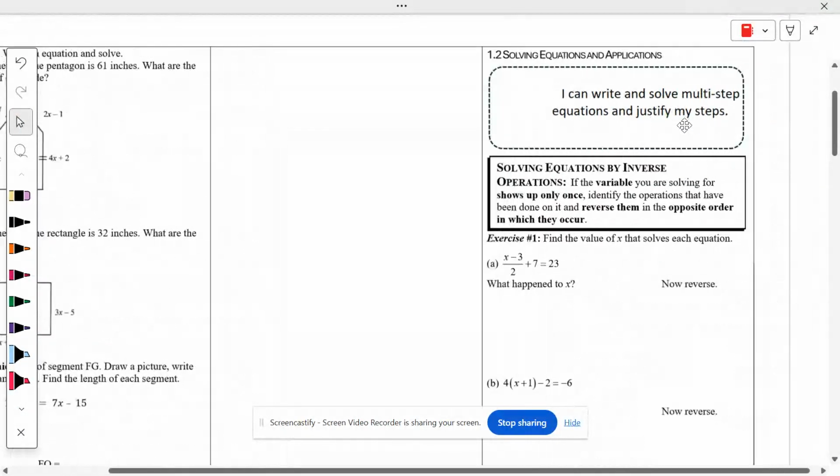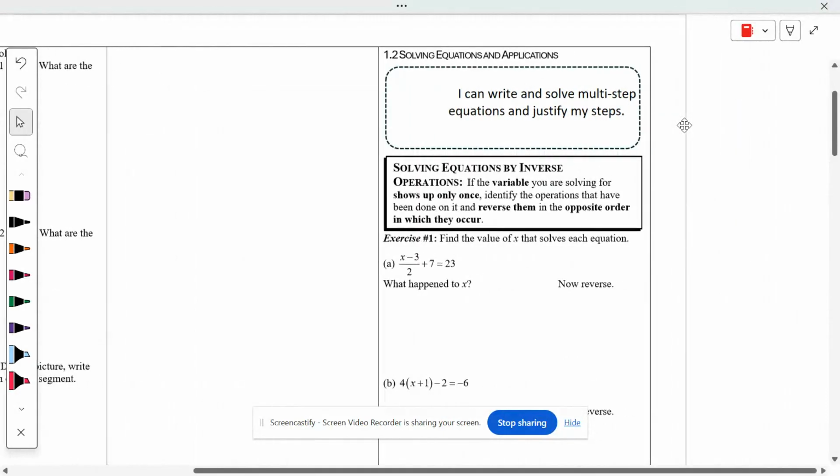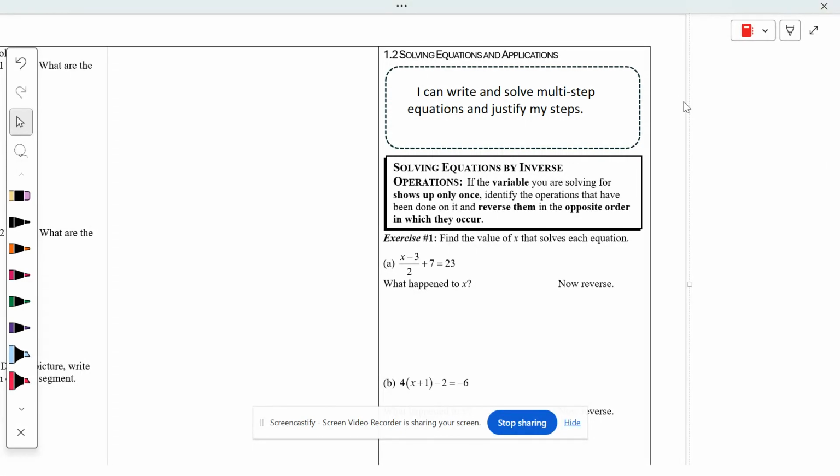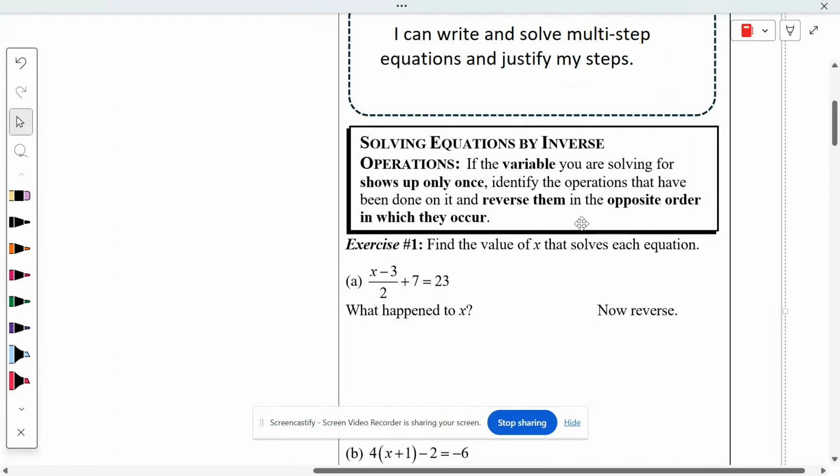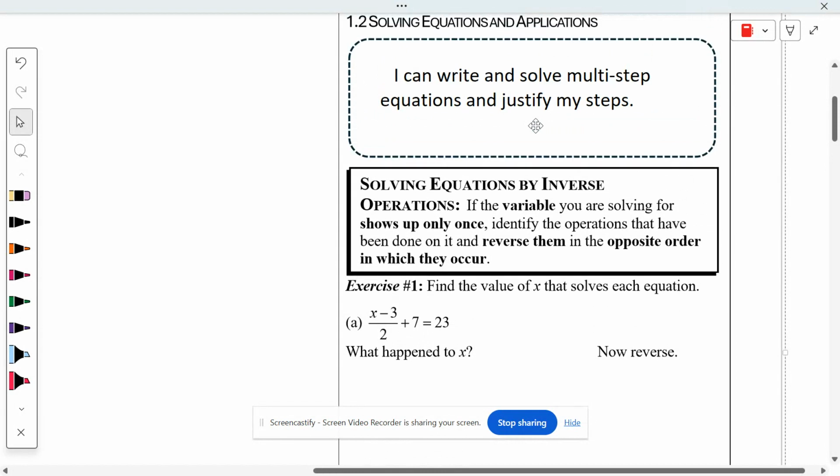So today's lesson is lesson 1.2, solving equations with applications. So we're going to talk about the I can statement. Now remember, this comes off of your unit 1 peach colored sheet that you picked up yesterday and put in your journal. So solving equations and applications. Our I can statement for lesson 1.2 is I can write and solve multi-step equations and justify my steps.